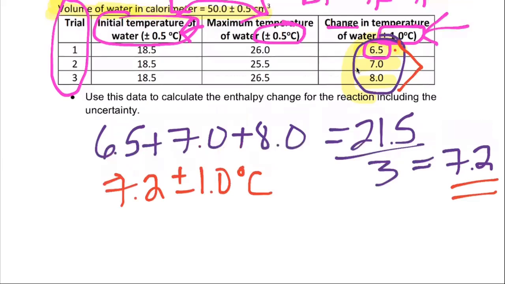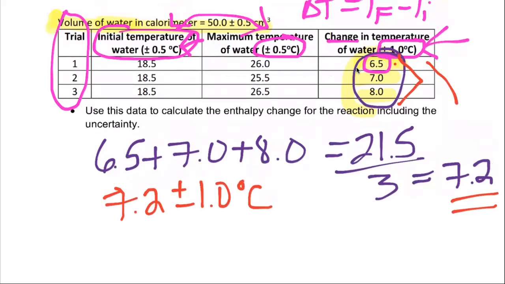So notice how I still kept the uncertainty. The reason that number didn't change is because if I were to add up 1 plus 1 plus 1, that'd be 3 divided by 3, that's still 1. So the uncertainty is not going to change if you average numbers. It'll still be the same.